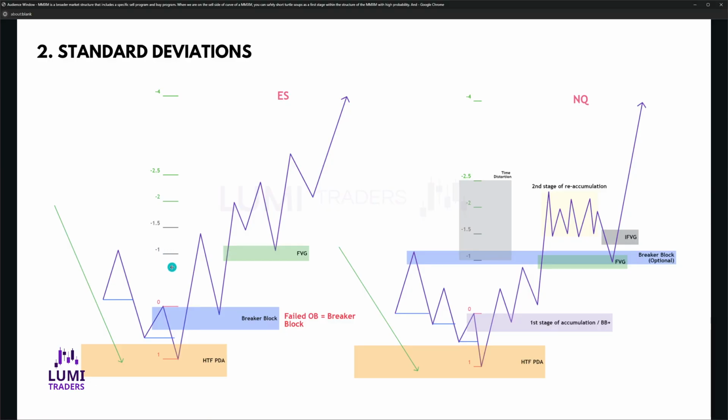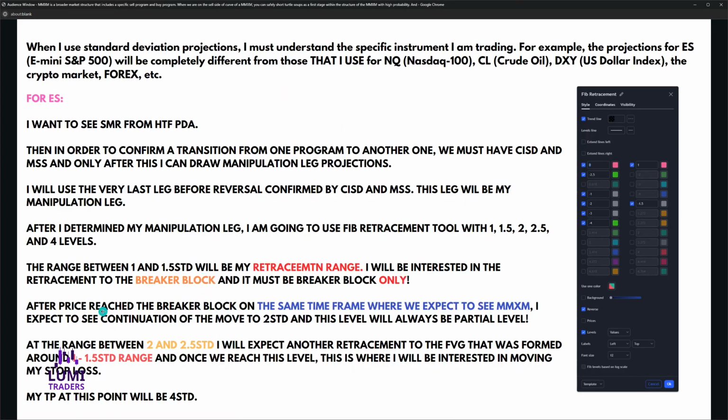Once again, for ES, retracement where? To breaker block. Always, always, always. After price reaches this breaker block, on the same time frame where we expect to see the market maker model. What do you mean by this? If you used the daily chart as your high time frame chart, you're going to find 15-minute structure, 15-minute manipulation leg, 15-minute breaker block, everything inside the 15-minute chart.